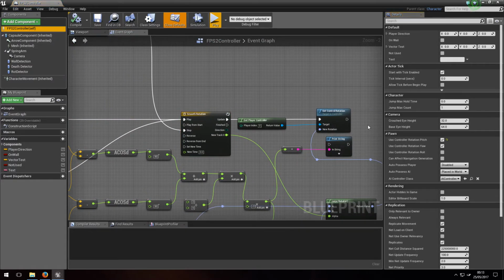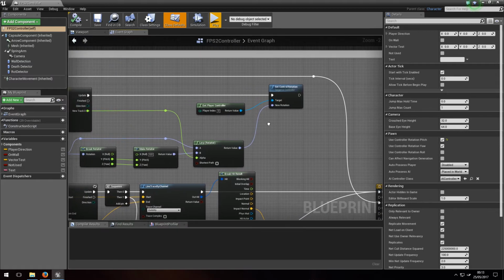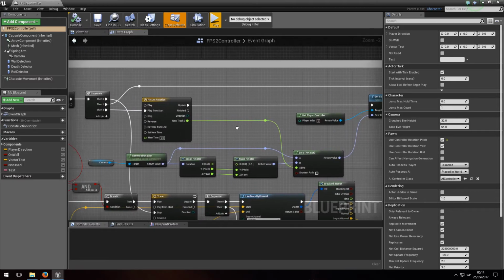And also in the FPS2 controller, I had to use controller rotation pitch enabled. Otherwise, I wouldn't be able to look up and down while wall running. Why that was the case, I could not tell you to save my life. If you do know, please inform me.